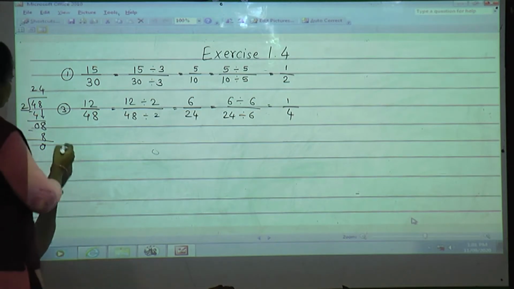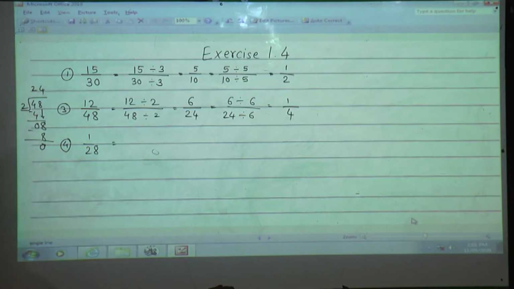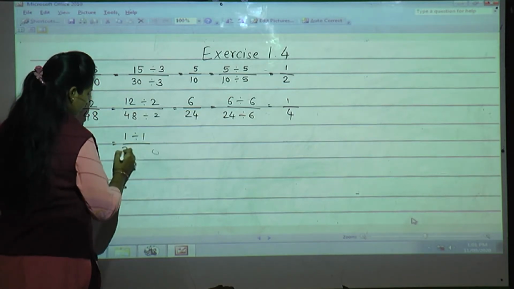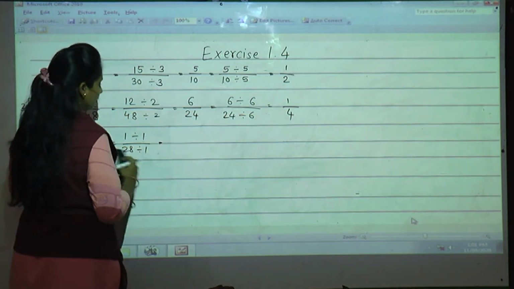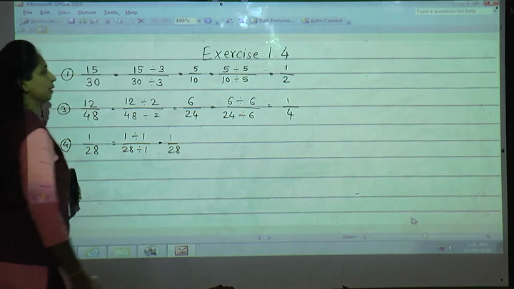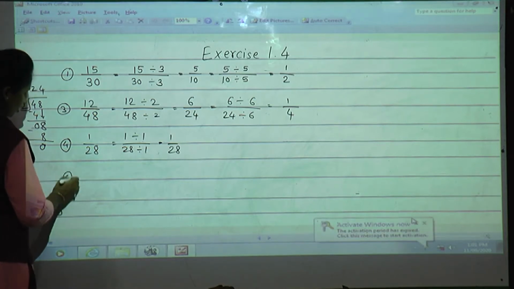Fourth one, 1/28. Now see this, they had given 1 only. So how we can divide? Yes, tell me. We can divide with only 1, because only 1 is there. So when we divide with 1, we get again the same digit only, that is 1 by 28. Clear? Yes. So this will not come in lowest term, isn't it? Now next I will solve, now sixth one.